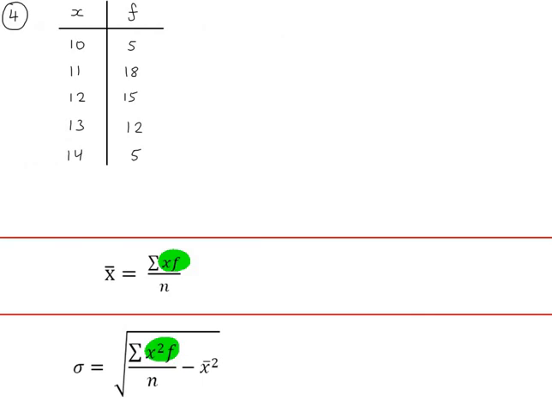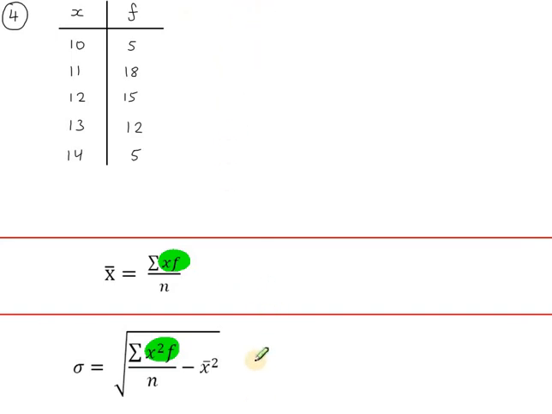Example 4, so this time we have a frequency table, so we have to modify our formula for the mean slightly and for the standard deviation. So the formula for the mean is telling us that we need to multiply x and f values together, so I need another column here with x times f. For the standard deviation, I need x squared times f, so another column here for x squared times f values.